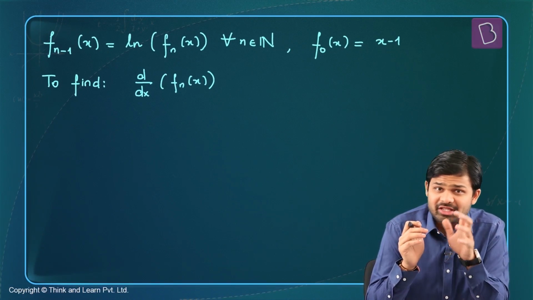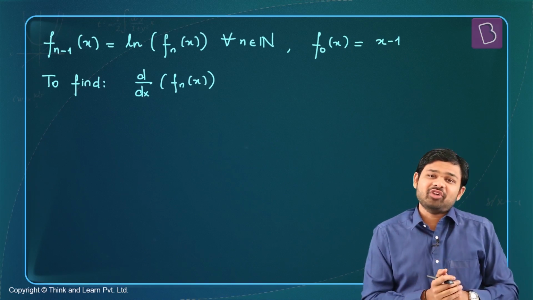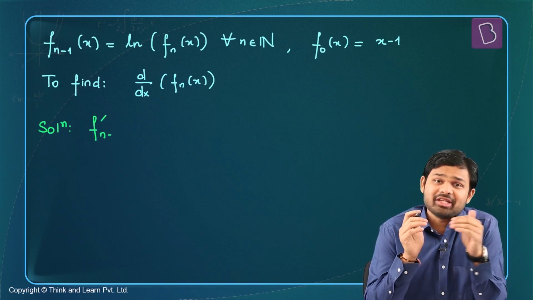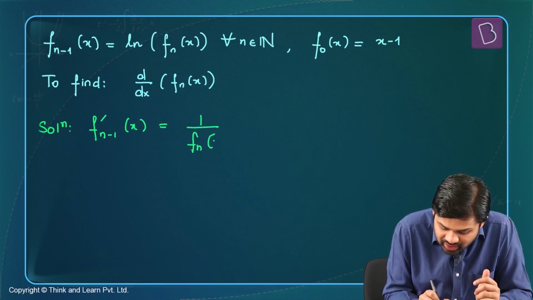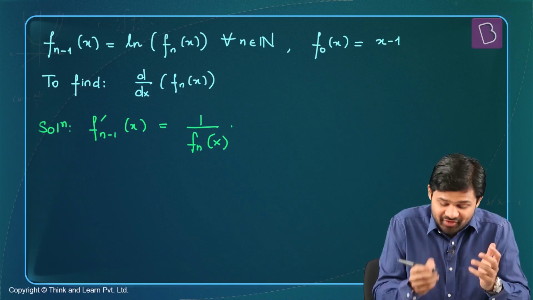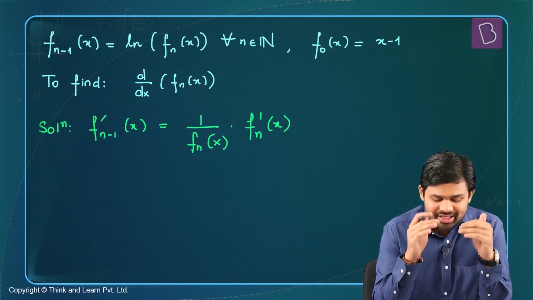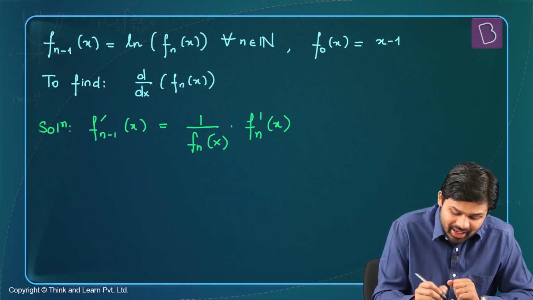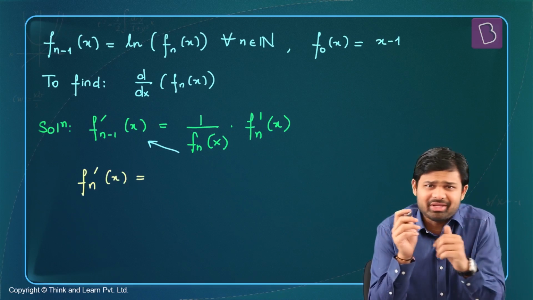We've been given that f_{n-1}(x) is the log of f_n(x). So I'm going to take the derivative of f_{n-1}(x) with respect to x. What is the derivative of f_{n-1}(x)? It's going to be 1 divided by f_n(x). But remember to use the chain rule of differentiation, because now you have to differentiate f_n(x). So it is multiplied by the derivative of f_n(x). Okay, so this is the derivative of f_{n-1}(x). Now, if I cross multiply this f_n(x) onto the other side, I get the derivative of f_n(x), which is what has been asked in this question.